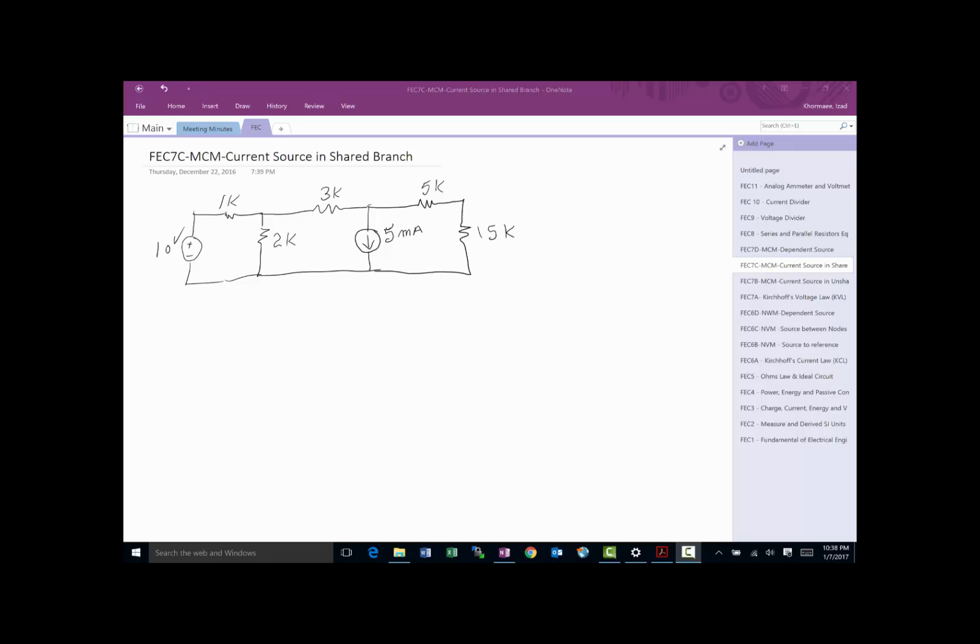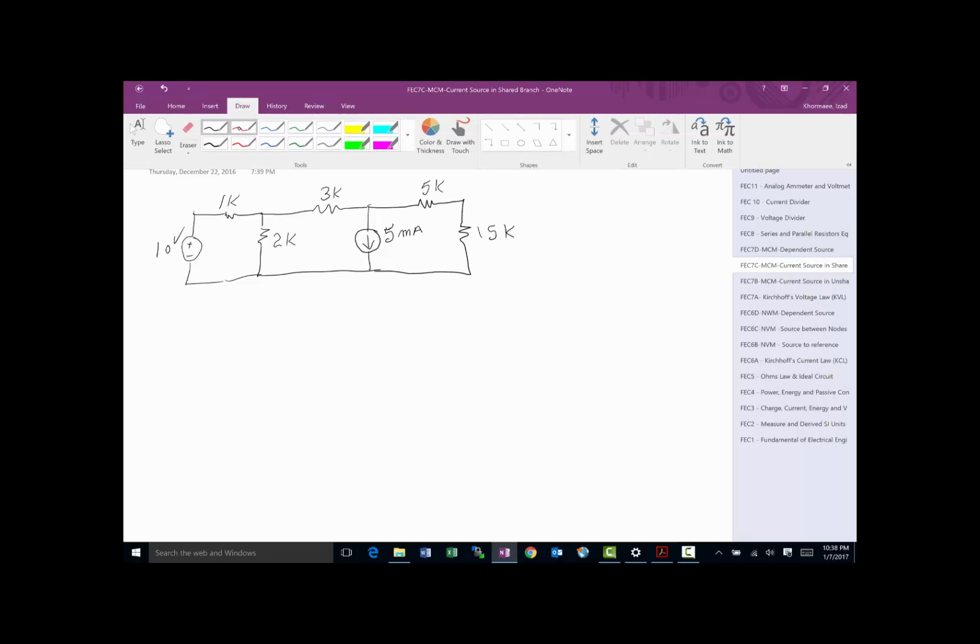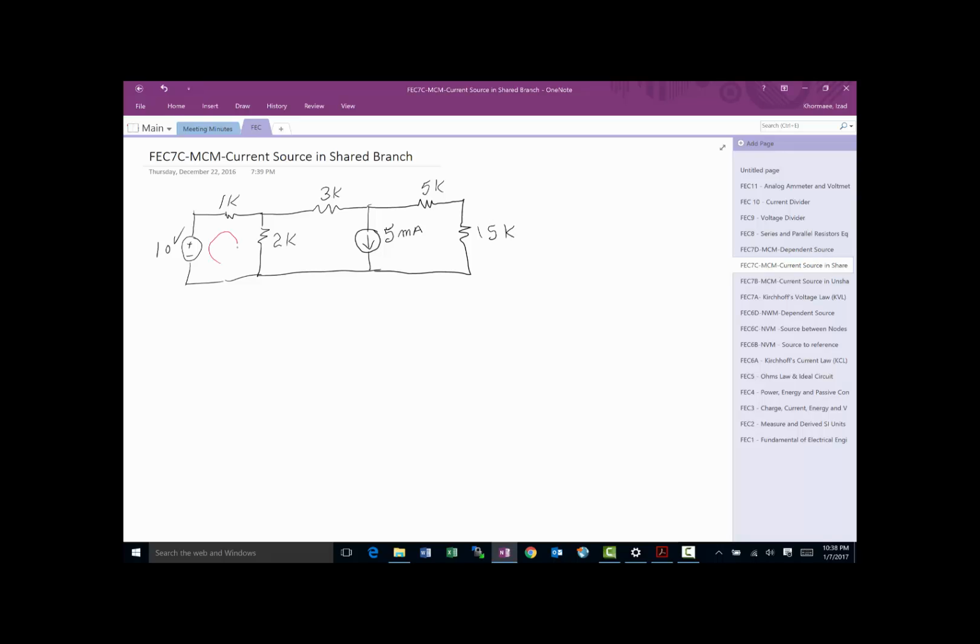Again, let's go back and label all the meshes. That is, we have a mesh here. Let's call that one I1. Then we have a mesh over here. Let's call that one I2. And then we have a mesh over here called I3.